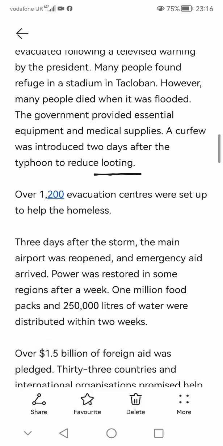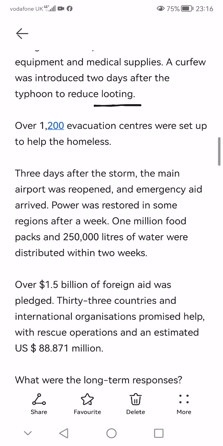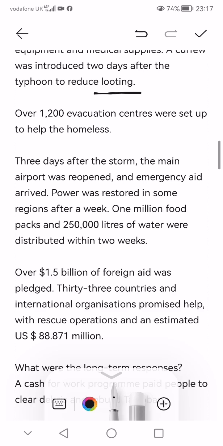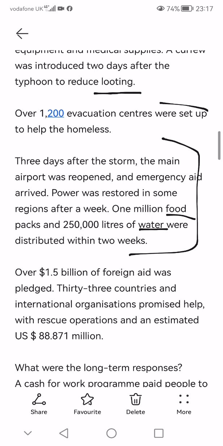They had 1,200 evacuation centres set up to help the homeless. 3 days after the storm, the main airport was reopened. Emergency aid started to arrive. 1 million food packs, 250,000 litres of water were distributed, so sent out to people within 2 weeks. These things here, these are all primary responses, immediate responses, because you can't afford to wait for water and food. That has to happen immediately. Otherwise, people are going to die of dehydration and starvation.